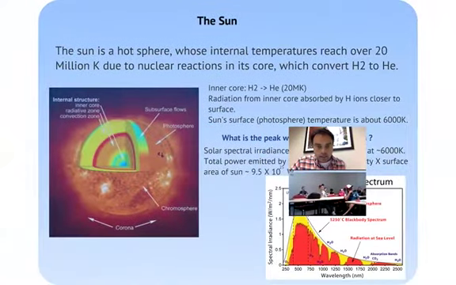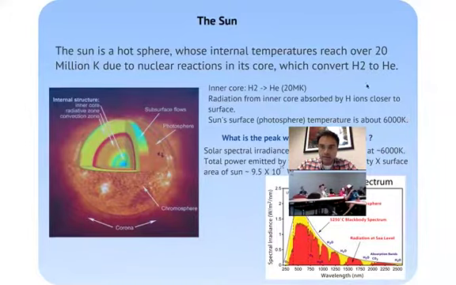Good. So now we have some understanding of the basic physics. Let's look at what's going on inside the sun. From a very simple point of view, the sun looks like this. It's a big ball of plasma, which means it's super hot gas. In the very center, nuclear reactions are happening, which essentially convert hydrogen to helium. Hydrogen atoms get fused to helium. Helium has 3 protons in its nuclei, and hydrogen has 2. So basically, fuse 2 hydrogen atoms together, you get helium. The sun is a hot sphere whose internal temperature reaches over 20 million Kelvin due to nuclear reaction in its core.